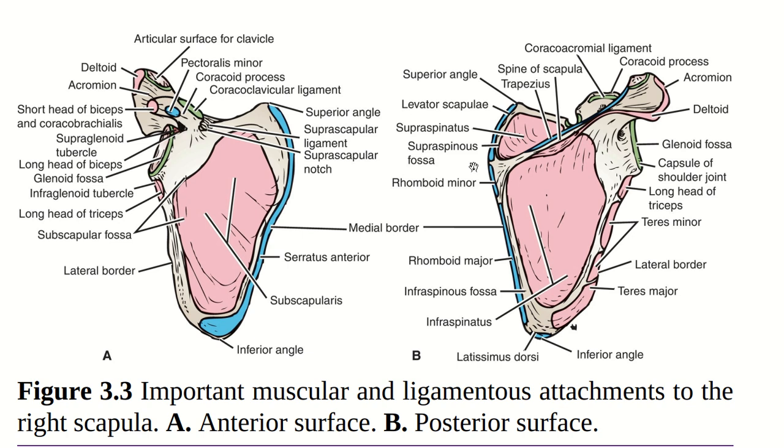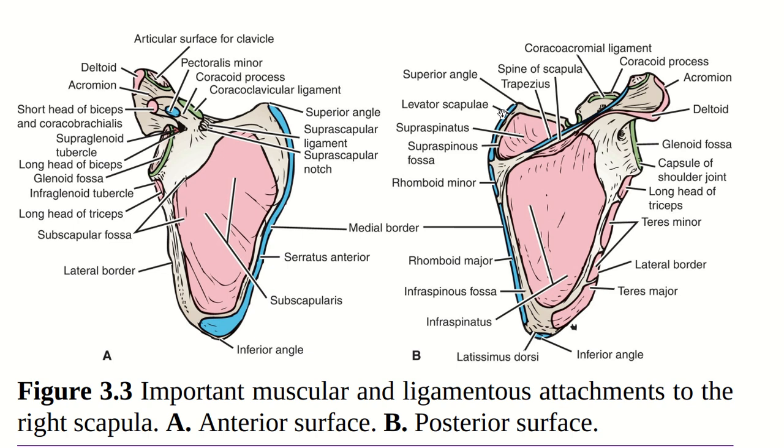Right here is your posterior view of your scapula. You have the spine of the scapula separating the supraspinous fossa and the infraspinous fossa. The supraspinous fossa, you're going to have the supraspinatus muscle. Infraspinous fossa, you're going to have the infraspinatus muscle.